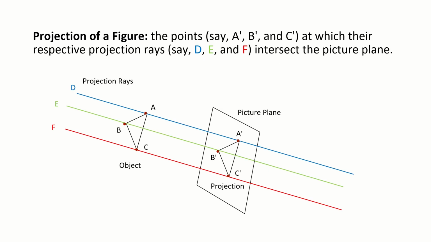Here's an example of an object or a figure being projected onto a picture plane. All figures are composed of points, and through every point on the surface of an object passes a light ray. When those light rays pass through a picture plane, they leave an image of that object. So here we say that the figure A', B', C' is the image or the projection of the figure ABC.